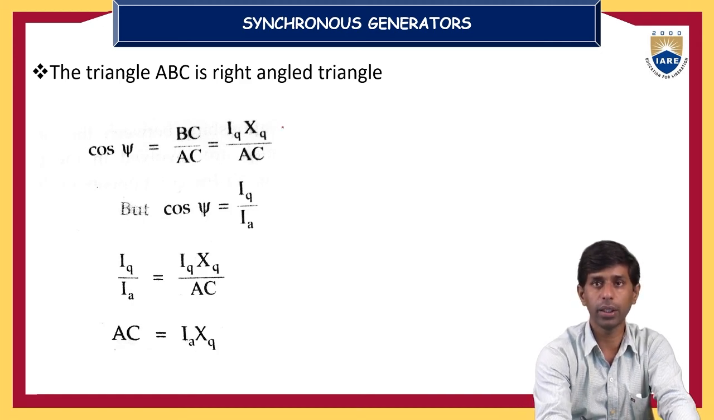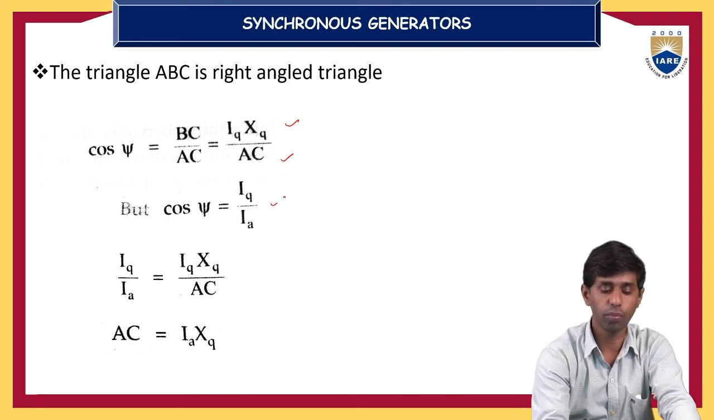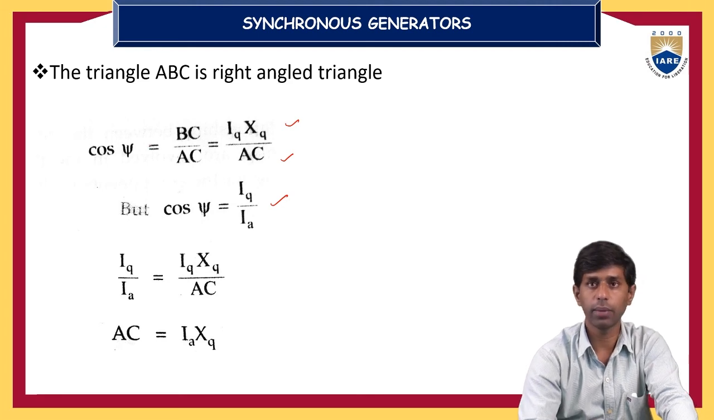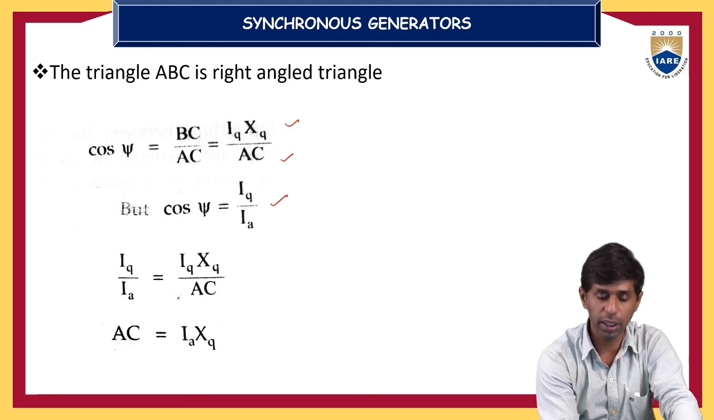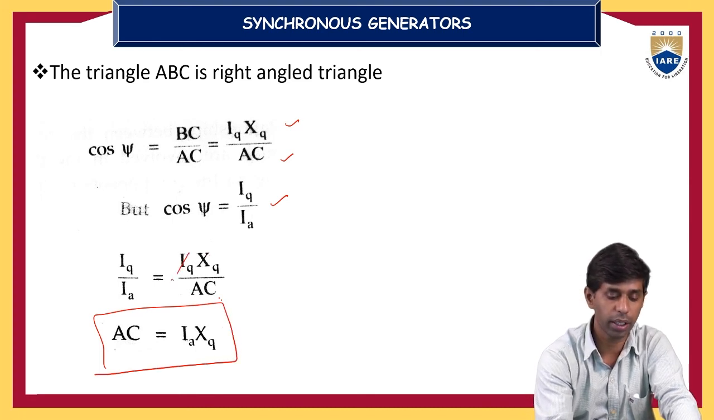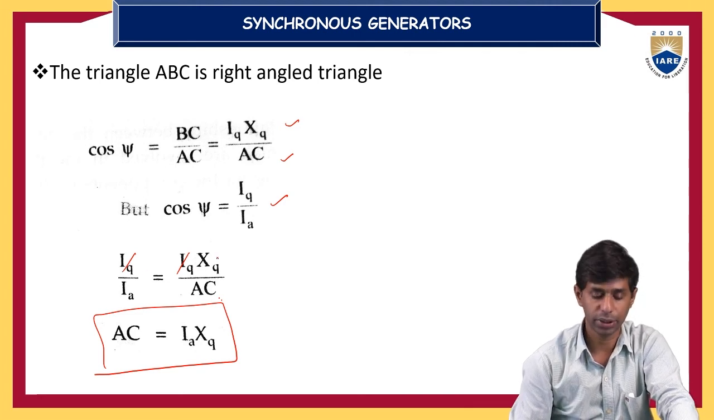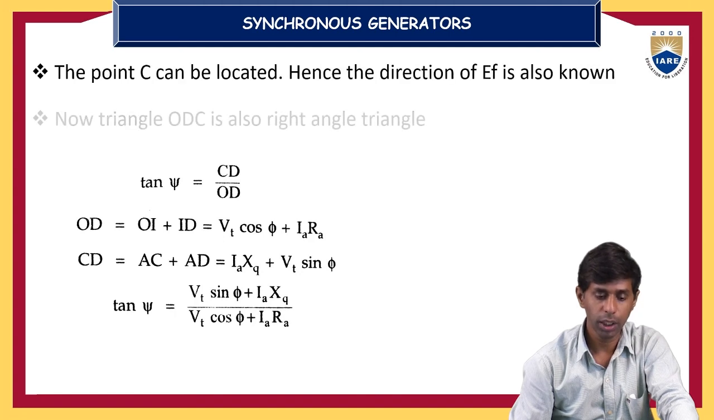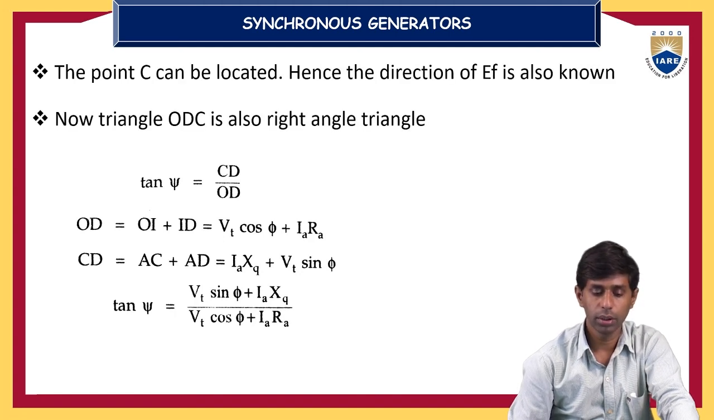BC is IQXQ, and AC we need to find out, and cos psi we know is IQ by IA. So substituting in the above expression, we get IQ by IA is equal to IQXQ by AC. From this, AC is equal to IA into XQ, where IQ and IQ get cancelled. The point C can be located, so hence the direction of the excitation EMF is also known.